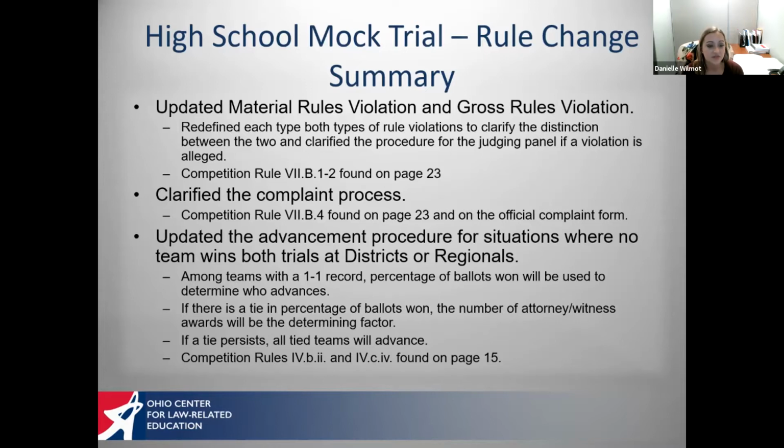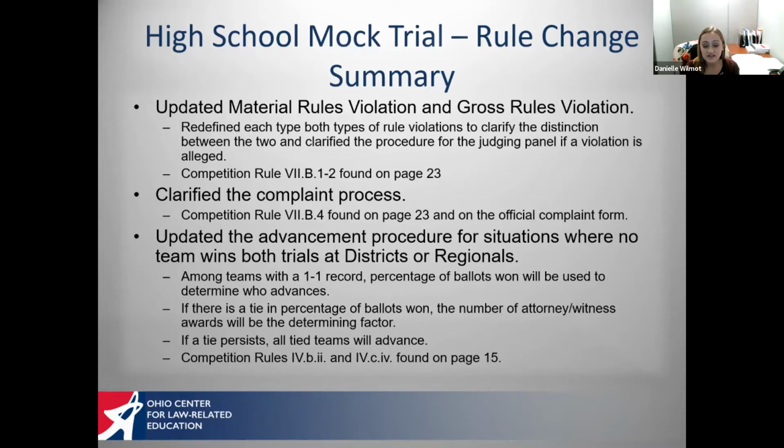In conjunction with that, we've clarified the complaint process, which is also found on page 23, and you can find that update on the official complaint form as well. No major changes, it's just been clarification and updating some of the language so it more clearly explains the process. We've revisited this each year a little bit, and we're trying to get as clear as we can.